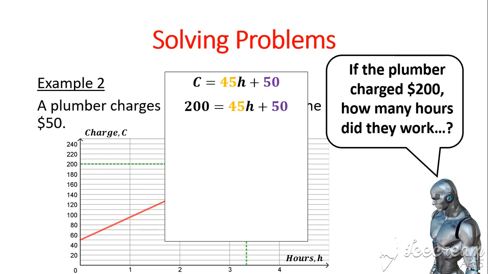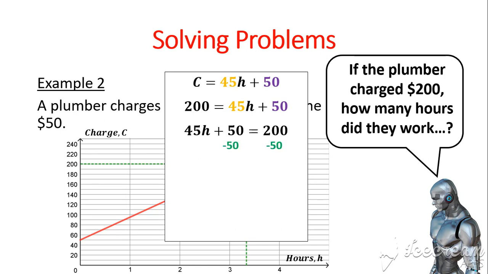Now if you're a bit rusty on the algebra or haven't done it in a little while, let's see if I can help you solve this. First of all, I'm going to write the 45h plus 50 on the left. I'm going to put the things that have got the letter, which is the h, on the left, and I'm going to put the 200 on the right. So I've just swapped those two things around. We're allowed to do that.